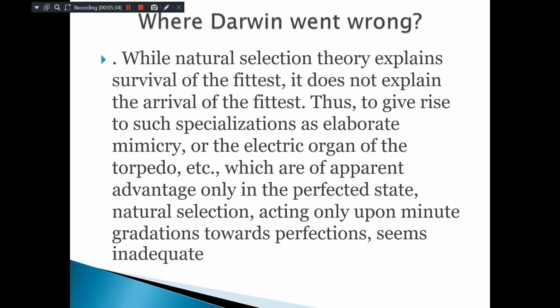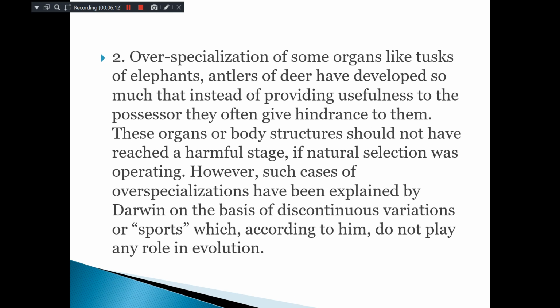Because today we have seen a lot of things, like mimicry and the development of electrical organs, which are certainly advantageous or adaptive characters for any given species. But the problem is how these must have appeared. Undoubtedly, evolution is towards perfection. How these perfections or fitness arrive, he failed to explain. This is one of the major criticisms of Darwin.